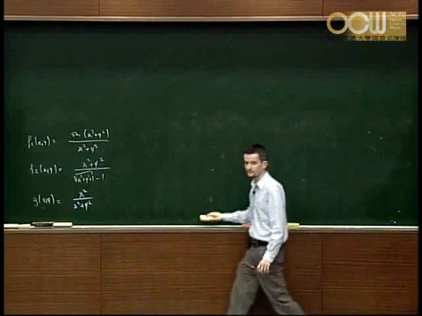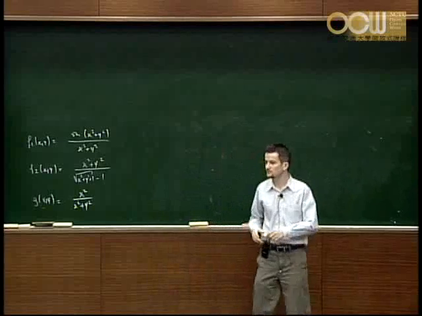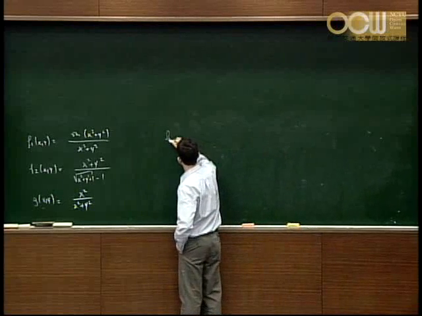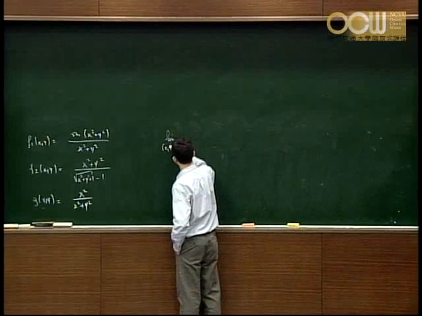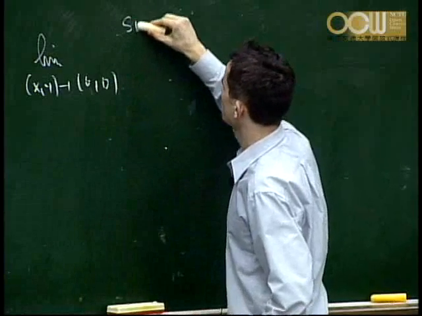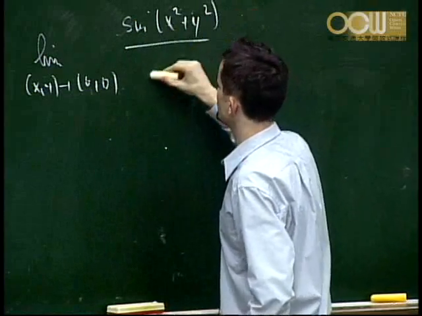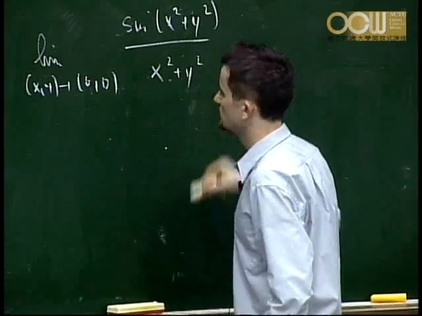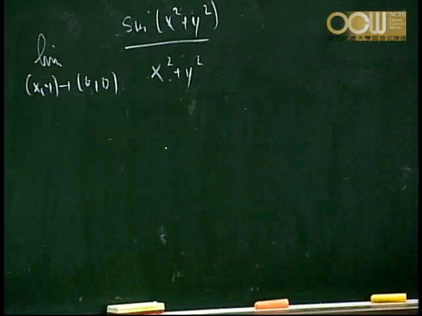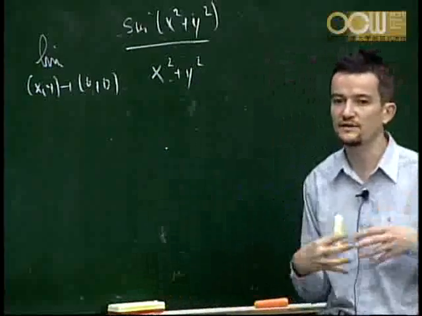Now, how to argue here? Because here it would be a little bit more complicated to use limit laws. So how to argue here? How to find this limit, which is claimed to be equal to 1?